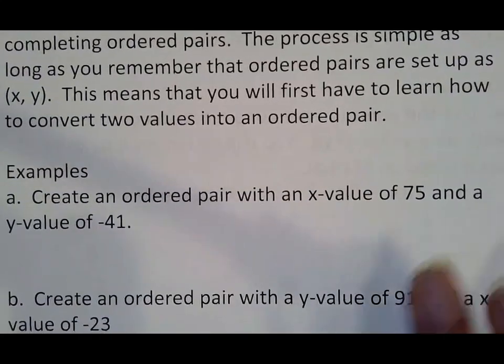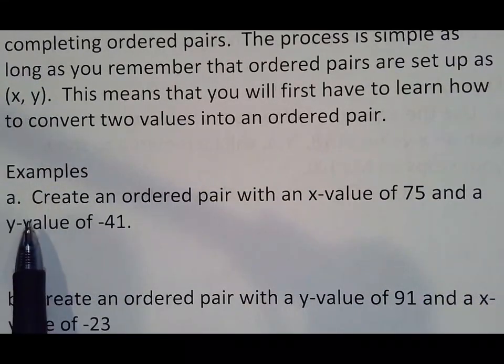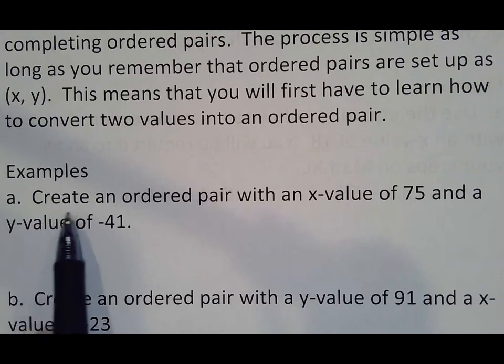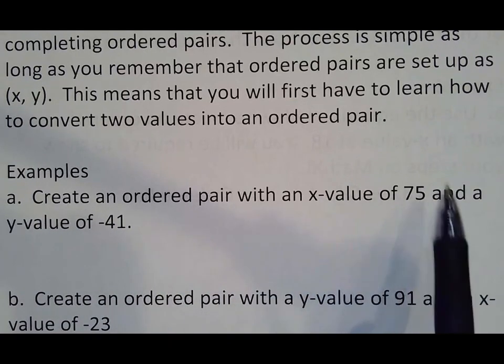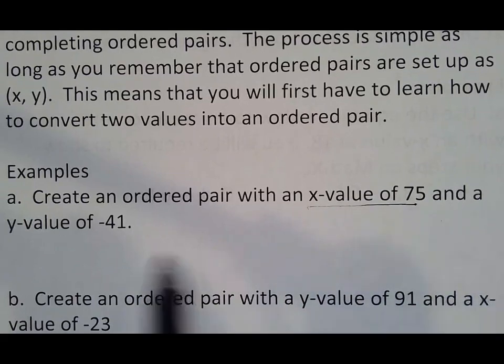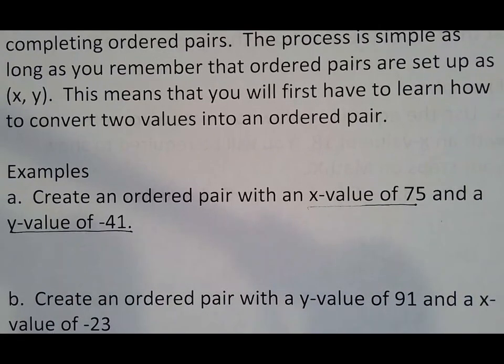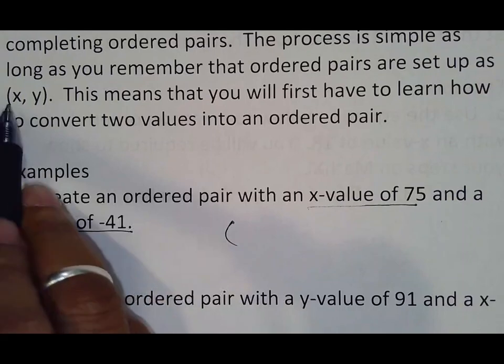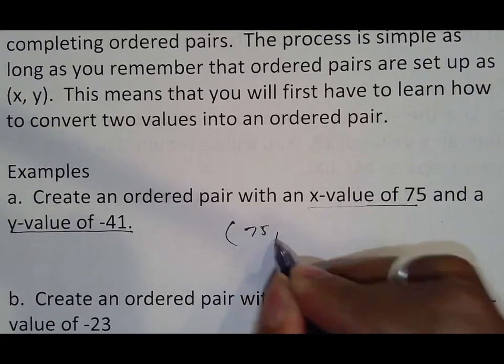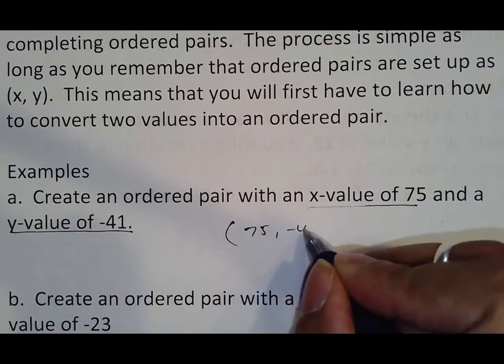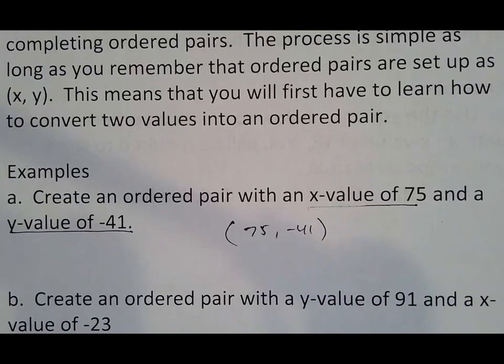So keeping this in mind that it's x comma y, you are going to see questions first where it gives you the information, for example, saying create an ordered pair with an x value of 75, so that's my x, and a y value of negative 41. And if they want that ordered pair, that means that x goes first, so it'll be 75 first and negative 41 second, and that's all.